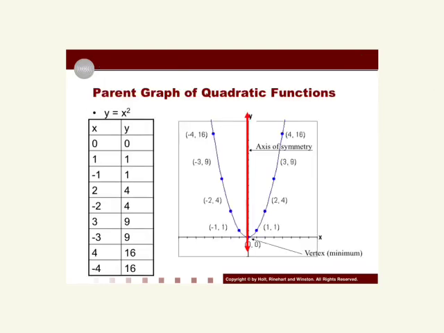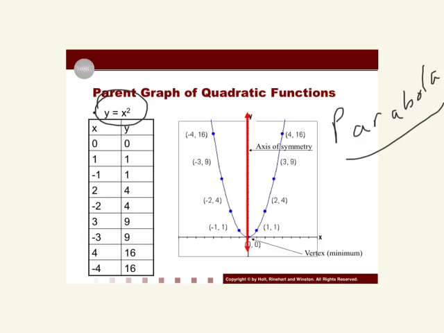First of all, the parent graph of a quadratic function. Again, this graph is called a parabola. And all second degree equations will have a similar look to this, which is called a parabola. Now this particular graph is the parent graph, which means all the graphs that we're going to look at are going to originate from this parent graph.